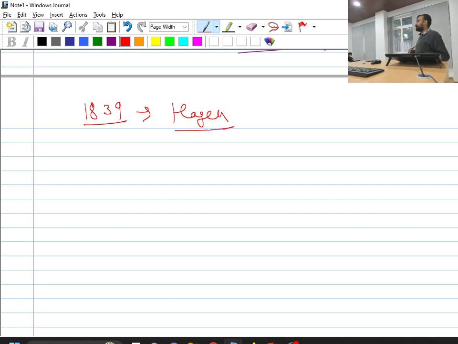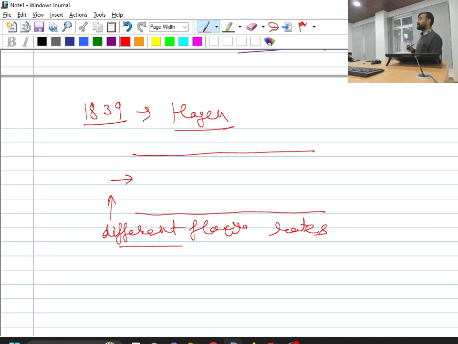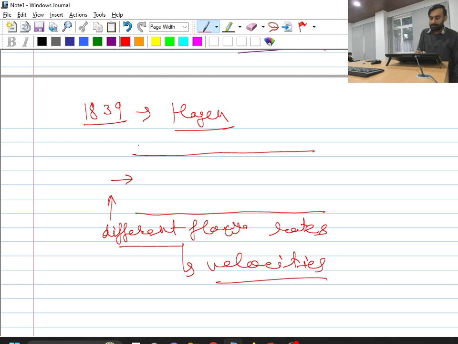One such experiment was done long back in 1839 by Hagen. In his experiments, Hagen took a smooth pipe, and through this smooth pipe he allowed the fluid to flow at different flow rates, or I can say at different flow velocities. Then he measured the pressure at these two points.